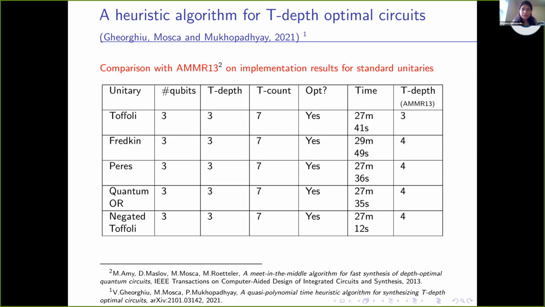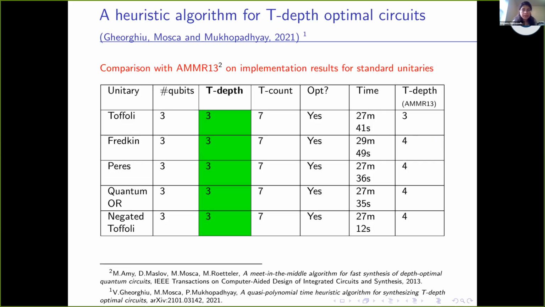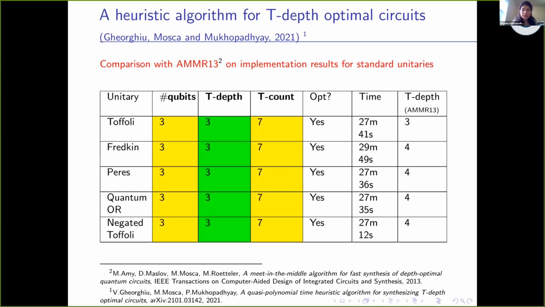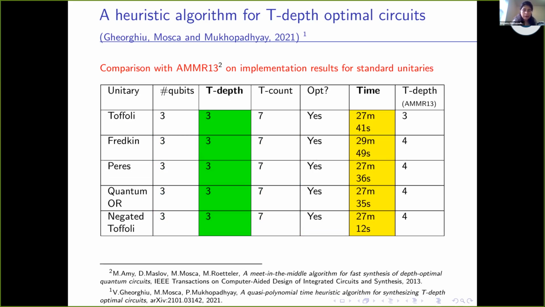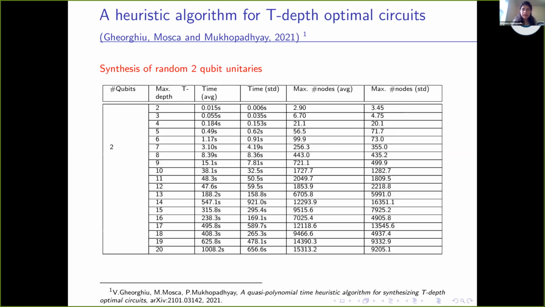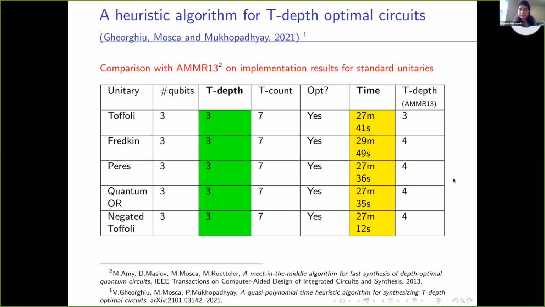Now, this is a comparison of our results with AMMR 13. They couldn't optimally synthesize any 3-qubit unitaries. We could optimally synthesize these 3-qubit unitaries. The depth obtained is 3. Since these are 3-qubit unitaries with Tcount 7, this is the optimal result. And we could synthesize these optimal circuits in roughly less than 30 minutes. And we can see that some of these unitaries have less depth than that obtained by AMMR.